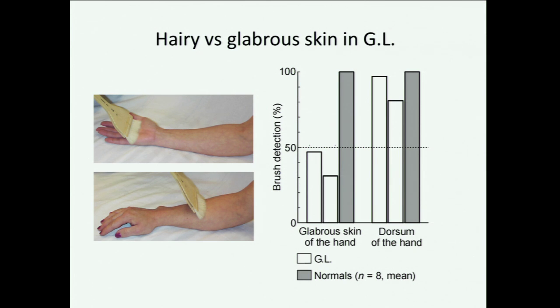And on the glabrous skin, where no one has so far found any C-tactile afferents, despite Åke Vallbo, I think he says he has done 10,000 recordings from this nerve. He hasn't seen any C-tactile afferent. And one of the first recordings he did from the forearm, he found these afferents. So it's highly unlikely that they are here. But for brushing on the glabrous skin, she was around 50% correct. So she was only guessing.